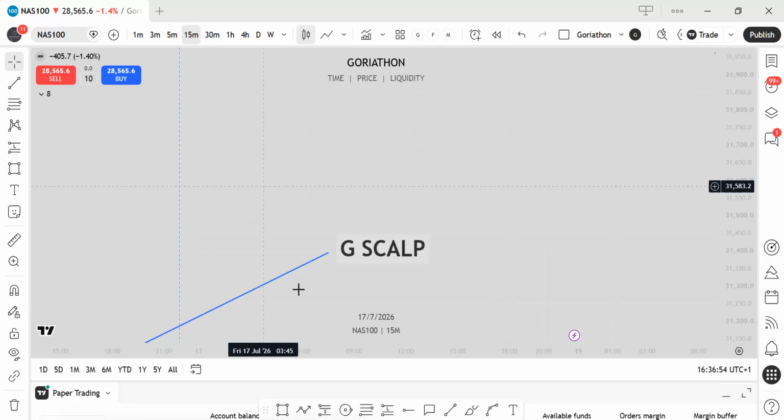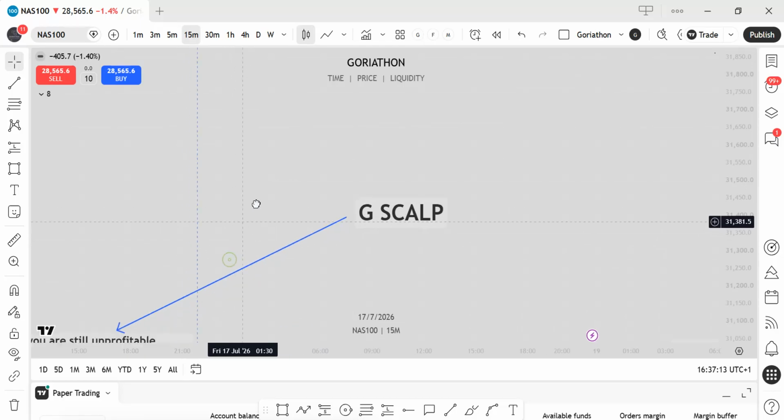All right, so I'm trying to make this as short as possible so that you guys can start learning this strategy as early as possible, but I'll try to incorporate the whole strategy within 2 to 3 videos maximum. All right, so please bear with me.